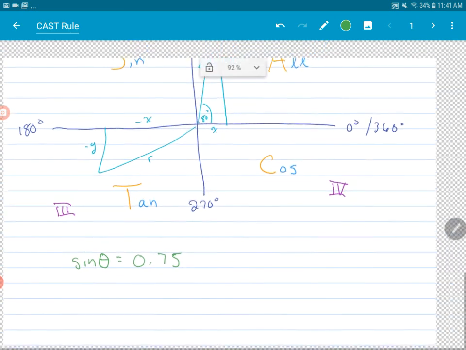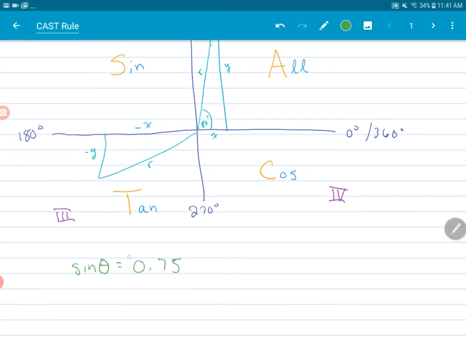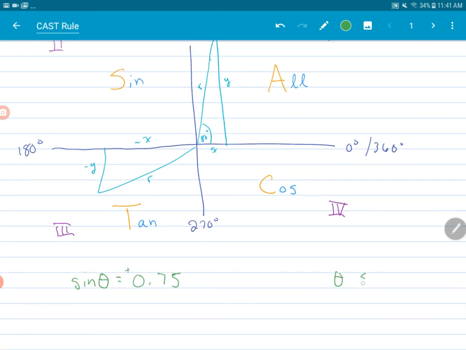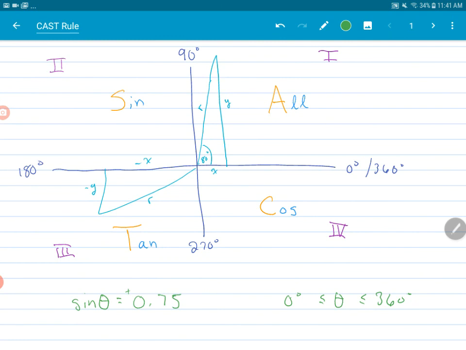So the first thing that we want to do is look at our CAST rule and say, well, sine is positive, right? I can for sure know that that's a positive number. And let's say I want my theta to be in between 0 and 360, which means that we're just doing one rotation of this graph. So if theta is in between 0 and 360, then based on my CAST rule, where is sine positive? Well, here it's all positive, so definitely I'll have a solution in quadrant 1, and sine's also positive here because that's where the S is. So quadrant 1 and quadrant 2 are the two spots where we're going to have a solution.